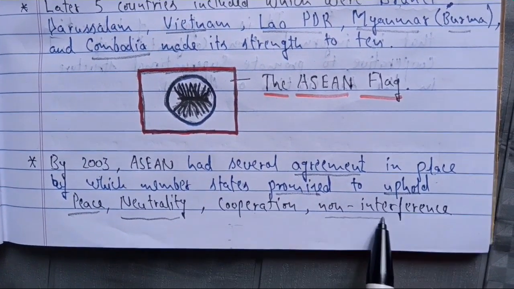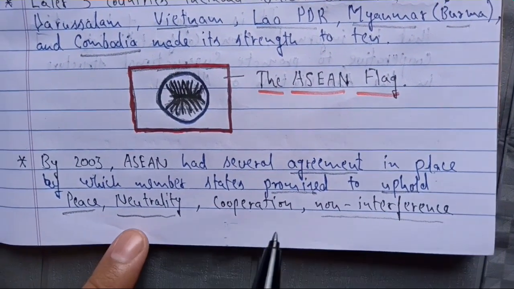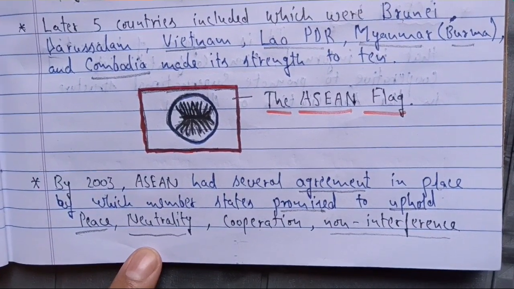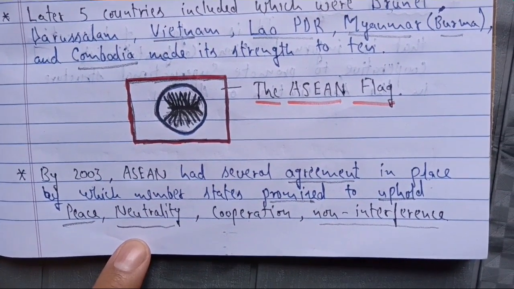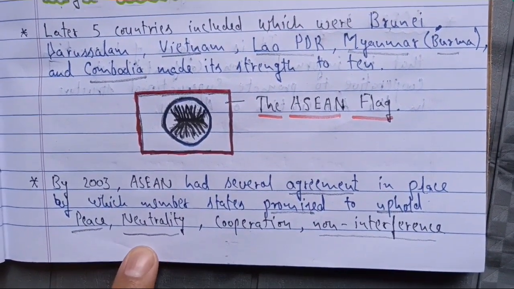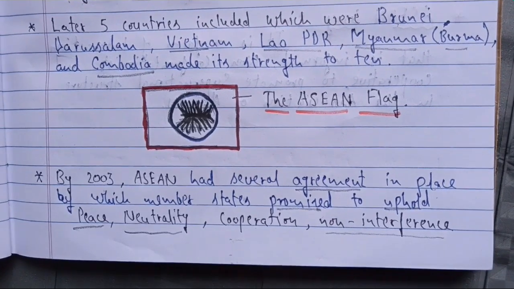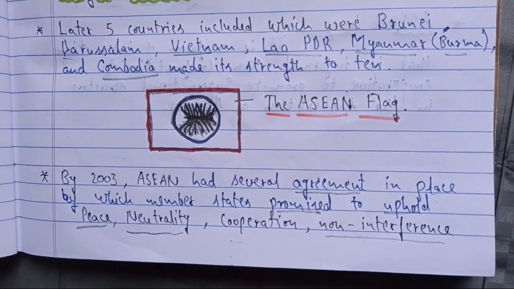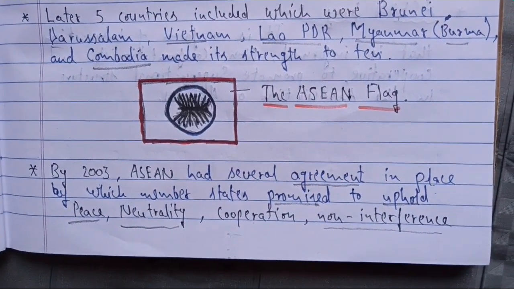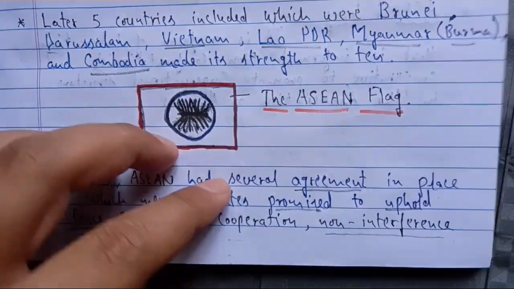Non-interference means, as I said just now, there is a lot of diversity in these 10 countries. They have different cultures, different languages, different geographical conditions, different climates, different agricultural and productivity activities, different governments, different government structures, but they will not interfere in each other's internal matters. As an association, yes, they are together and will support each other, but in internal matters no one will interfere. That is why it is written non-interference in the personal matters of a country.